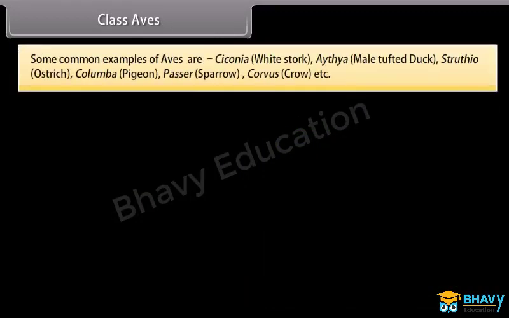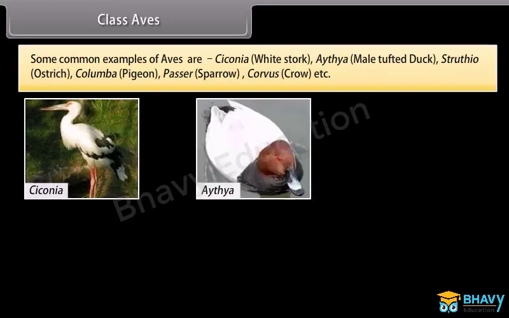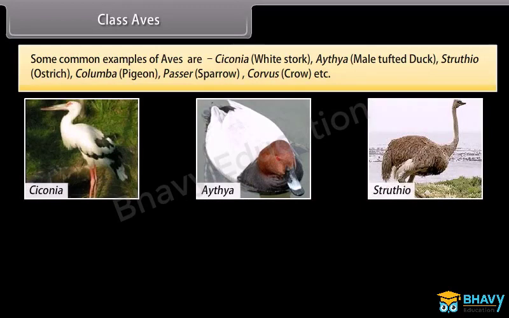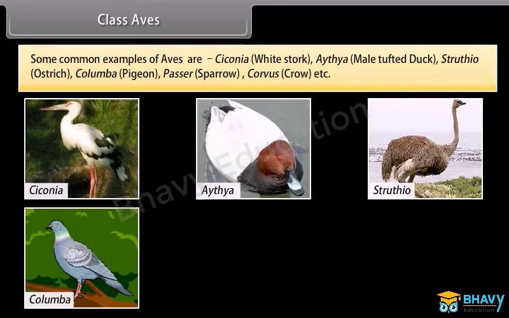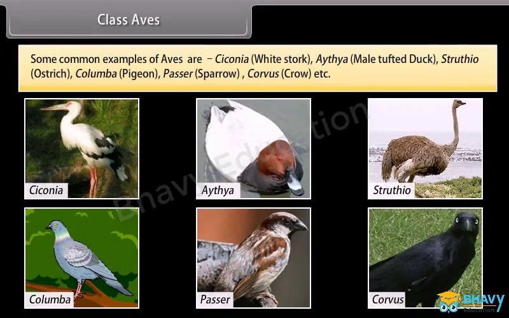Some common examples of Aves are Ciconia (white stork), Aythya (tufted duck), Struthio (ostrich), Columba (pigeon), Passer (sparrow), Corvus (crow), etc.